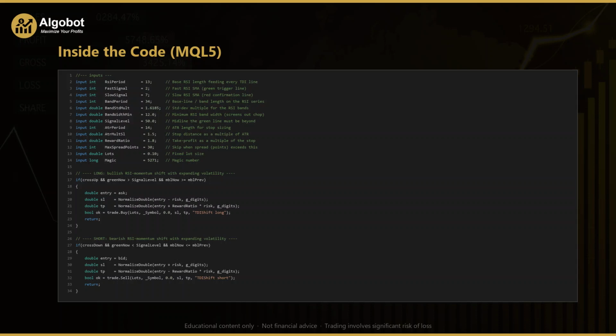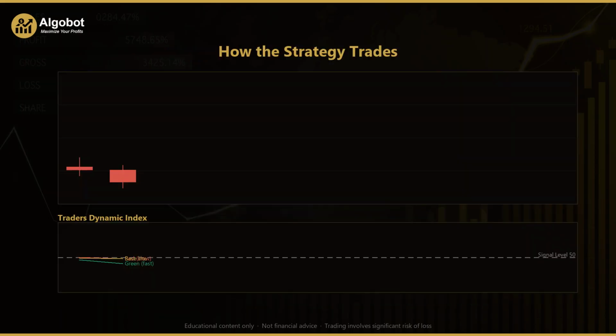The short block below is the exact mirror. If cross down is true, green now is below the signal level, and the baseline is falling, the entry is taken at the bid. The stop sits above entry, the target sits below by the reward ratio, and trade.sell places the order. Let's bring the logic to life on this illustration.